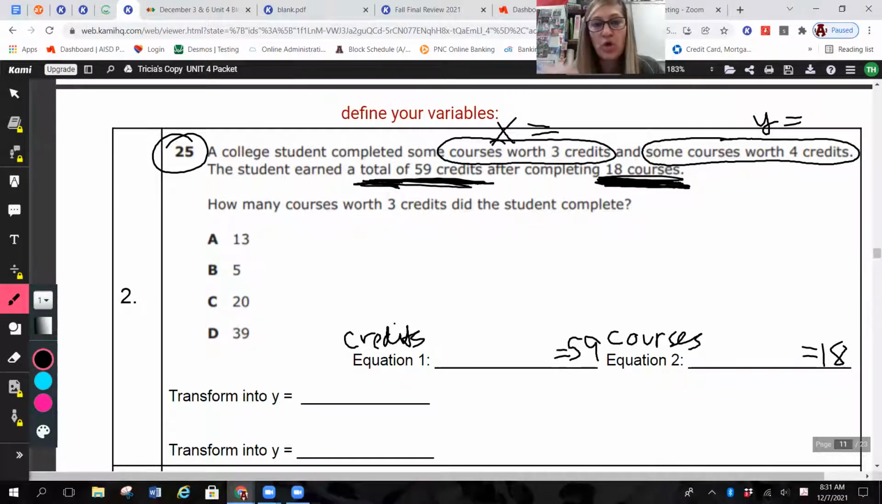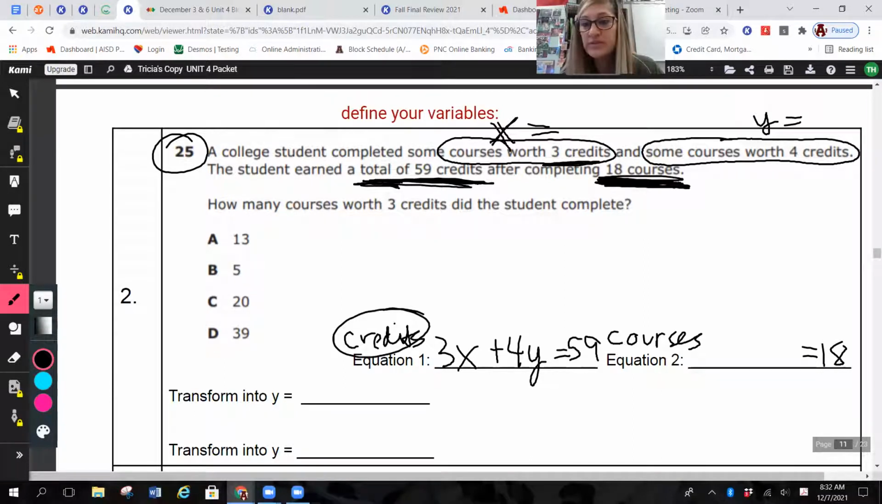Okay, so I know that every time I write an X in credits, I need to put a 3 next to it because every X is worth 3 credits. And I'm talking about credits. So 3X. Every time I put a Y for credits, I need to put a 4 next to it, plus 4Y. Here is my equation for credits. 3 credits times the number of X's, 4 credits times the number of Y's equals 59 total credits.